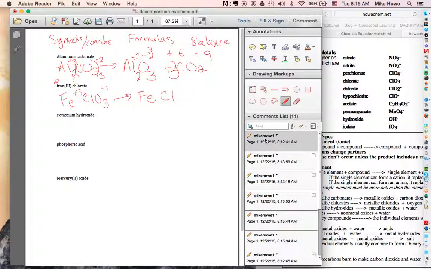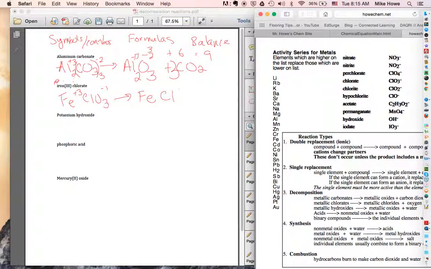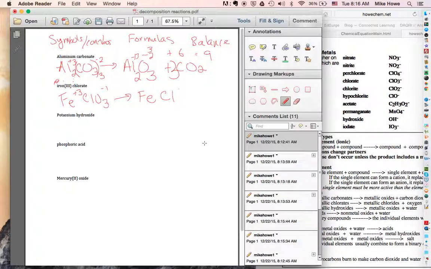And we know that because down here it tells us that metallic chlorates decompose into metallic chlorides and oxygen. So the metallic chloride would be iron with chlorine plus oxygen. So we'll put a little plus sign in here, and then oxygen. Now remember, oxygen is part of Brinkelhoff, so it has to be O2. Now we have our symbols combos down.